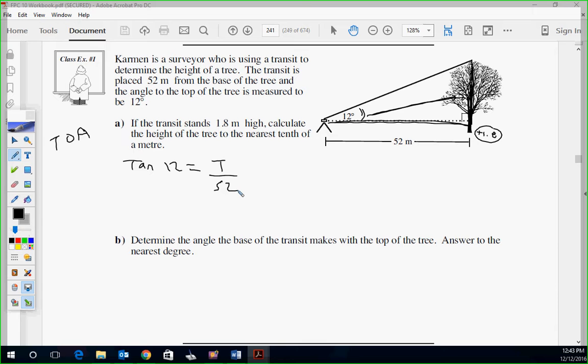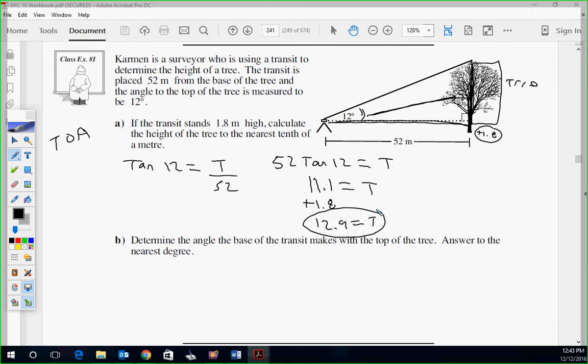Simply multiply by 52 on both sides. That gives you 11.1. So 11.1 is this piece of the tree, and we have to add 1.8 to it for the part of the stand that's off the ground. That gives me 12.9. So the height of the tree is 12.9 meters. Not that bad, right? You just have to read. I don't mean that in a mean way.